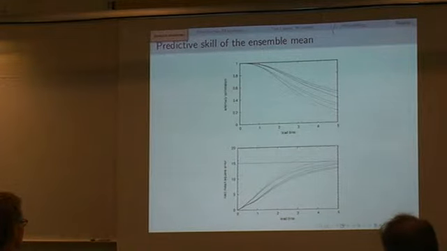So we see, it's because the attractor is distorted. The deterministic closure model at large lags, it's even worse than climatology because it has the wrong variance.